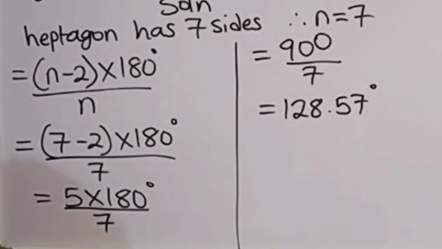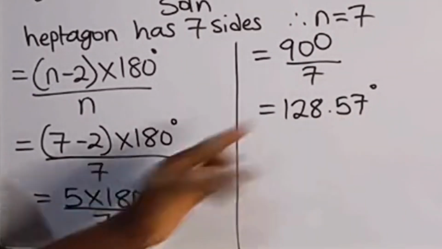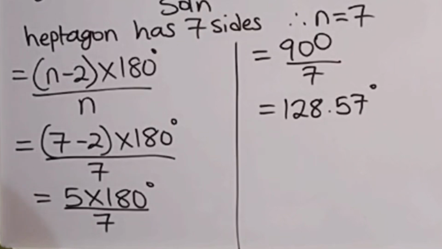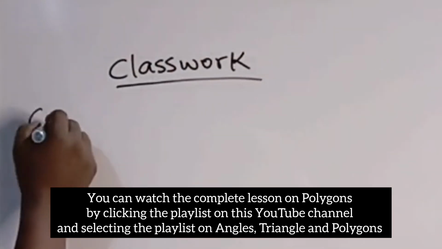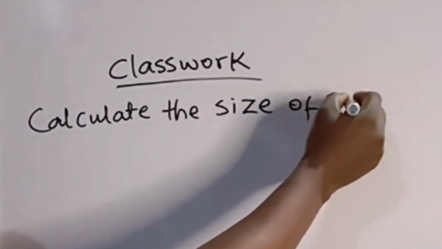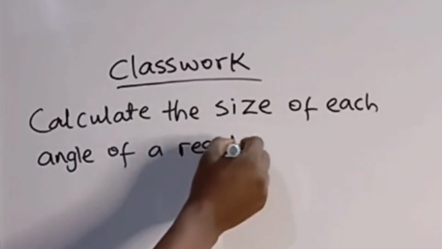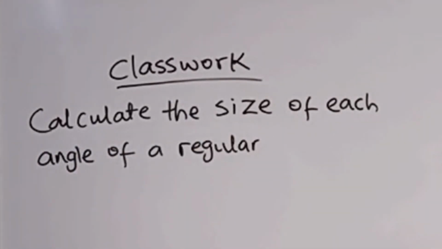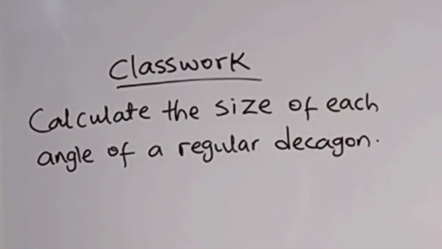But if you take it to 128.5, that's wrong because the digit after it is more than 5, so you're supposed to add 1 to 5. I'm going to give you guys one question to try, and then we'll be done with today's class. Calculate the size of each angle of a regular decagon.